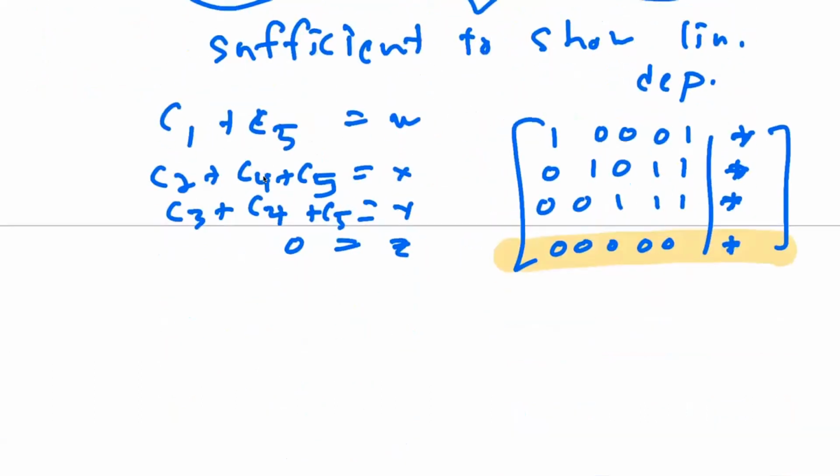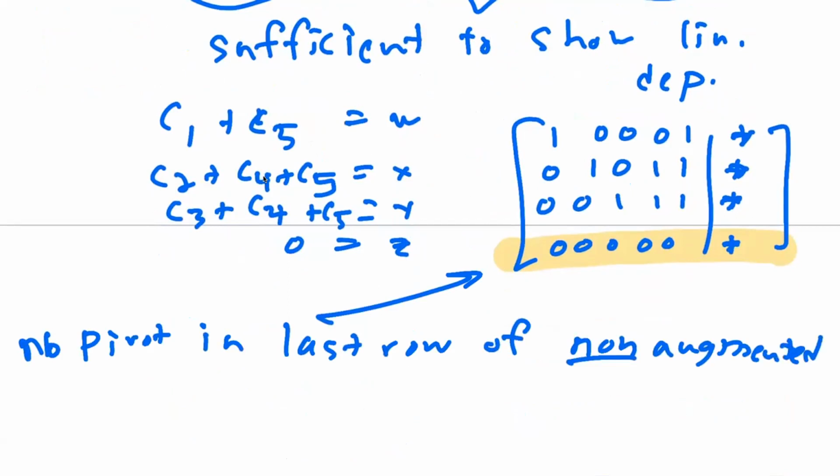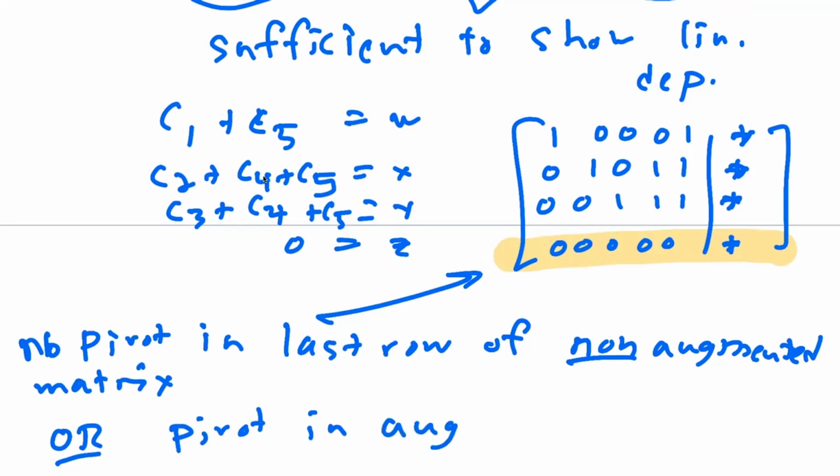So let's say: no pivot in last row of non-augmented matrix, or pivot in augmented matrix to right of bar.